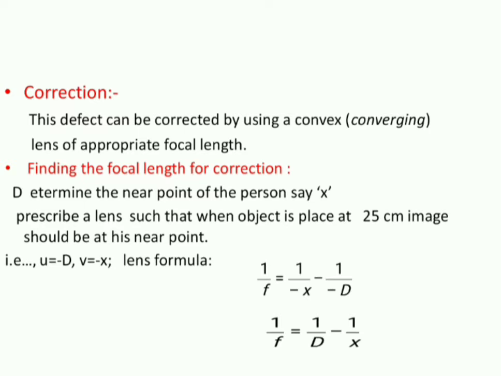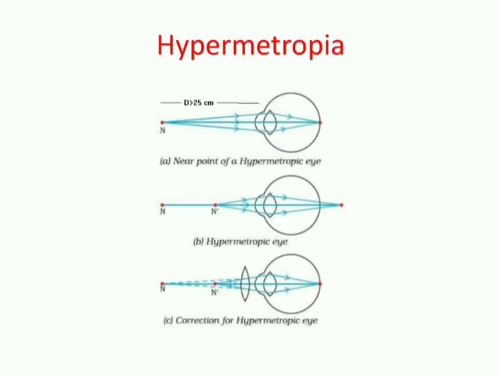So if U is minus D, that is D is 25 centimeter, then V should be equal to minus X. Minus indicates both are formed on the same side of the eye lens. So use lens formula. You will get the correction formula as 1 by F is equal to 1 by D minus 1 by X. Since X is always greater than capital D, focal length will always be positive. And we know positive focal length is for which type of lens? A converging lens.